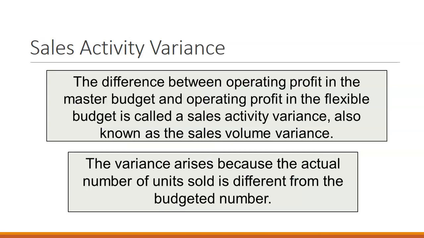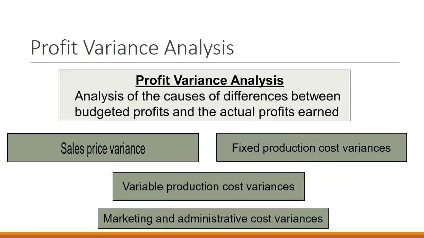So our sales variance is just the difference between the operating profit in the master budget and the operating profit in the flexible budget. So that's our sales volume variance, which is also called a sales activity variance. That variance only exists because the actual number of units sold is different from the budgeted number of units sold. Then we have several profit variances. So we have a sales price variance, fixed production cost variance, variable production cost variances, and then marketing and administrative cost variances. And we're going to look at these variances individually.